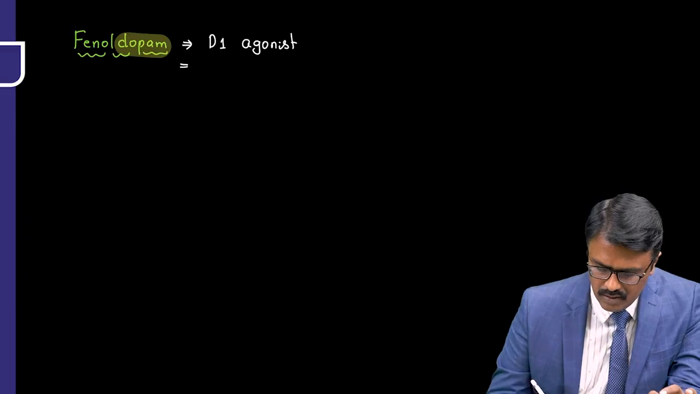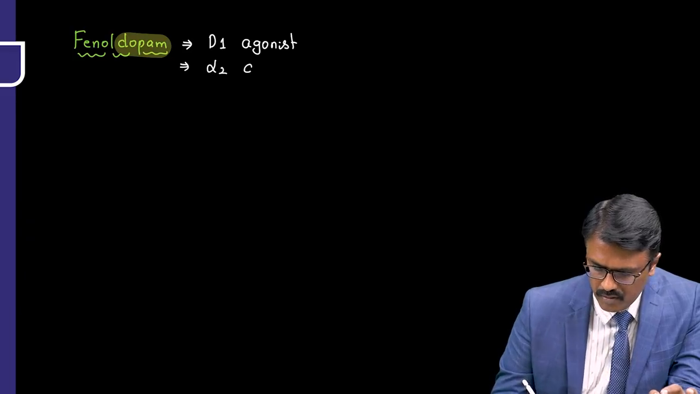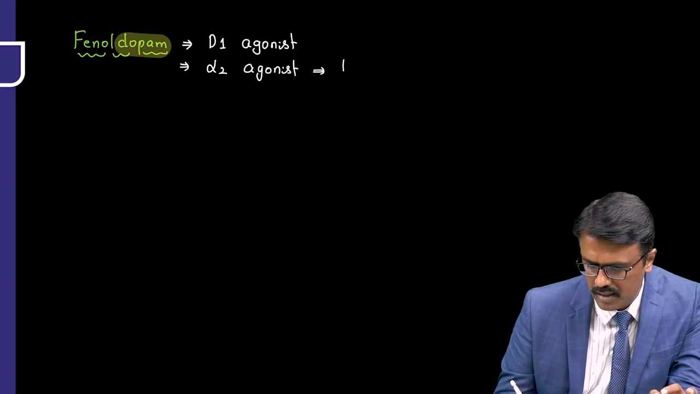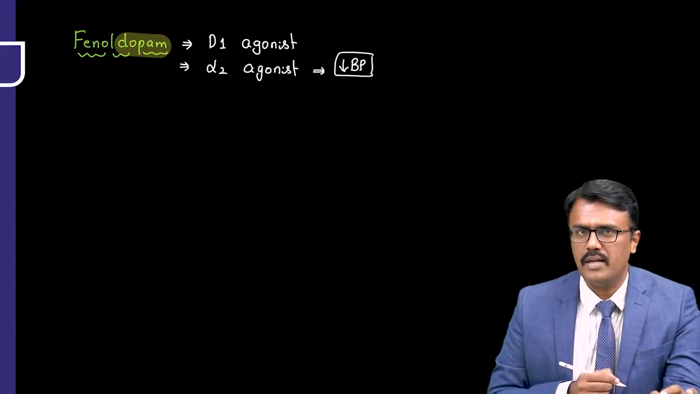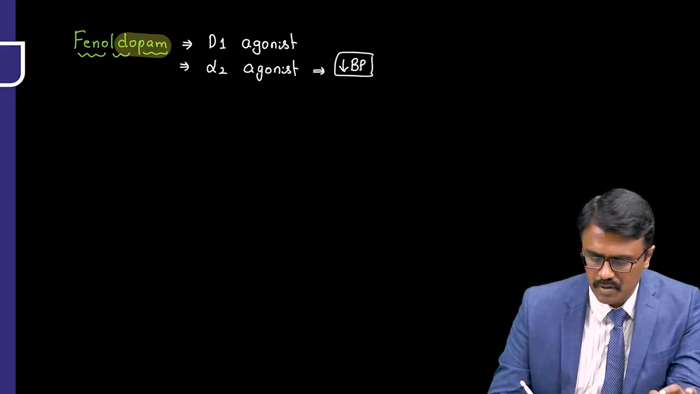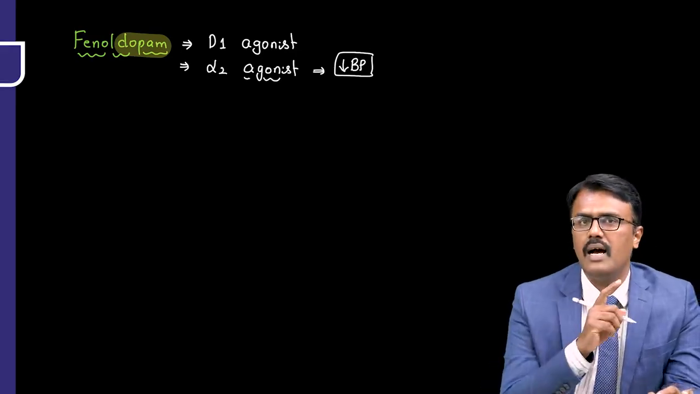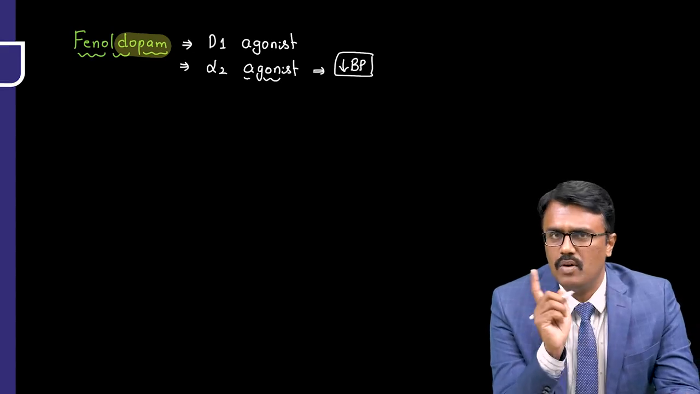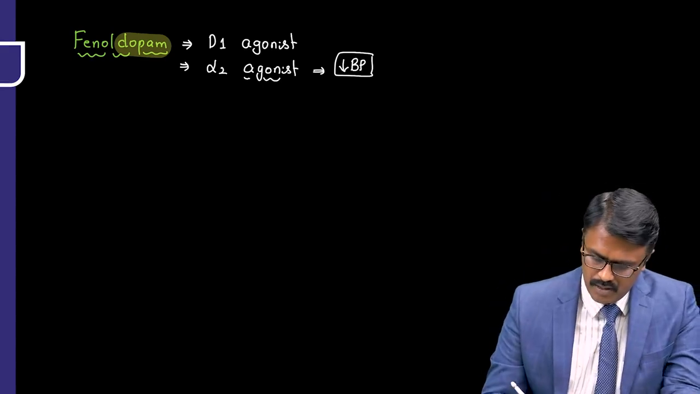Not only that, the drug is also shown to be an alpha 2 agonist. So it's an alpha 2 agonist and it decreases blood pressure. Okay, that is one mechanism proposed. Now, how does alpha 2 agonism decrease blood pressure? Because alpha 2 decreases norepinephrine release. You all know that. What about D1, sir?